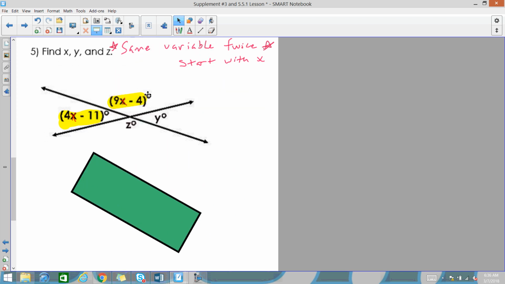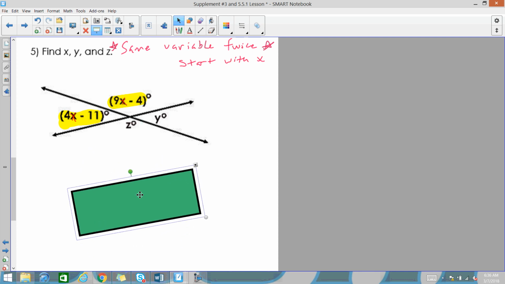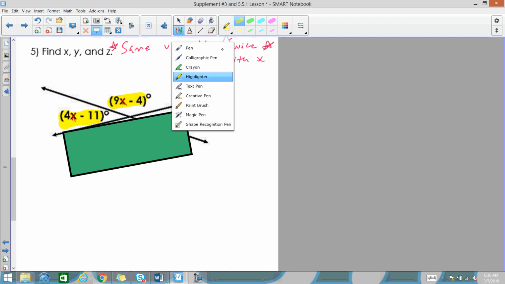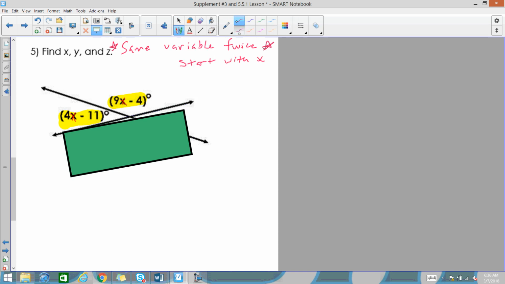Now, these don't look like verticals because they're not across from each other. So what are they? Well, if I take a little sheet of paper and kind of blur this out, these are a linear pair. They form a line. You see that? So we're going to say, all right, they're a linear pair. I'm going to say 4x minus 11 plus 9x minus 4 equals 180 degrees. 4x and 9x minus 11, those are linear. So we add them up to 180 degrees.